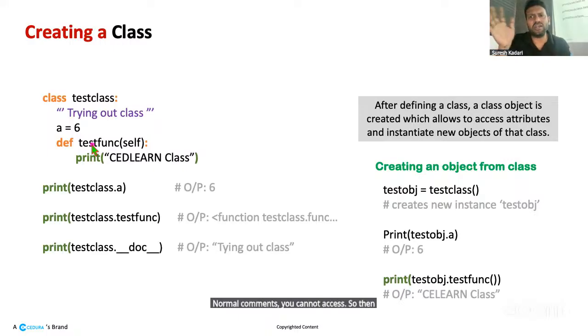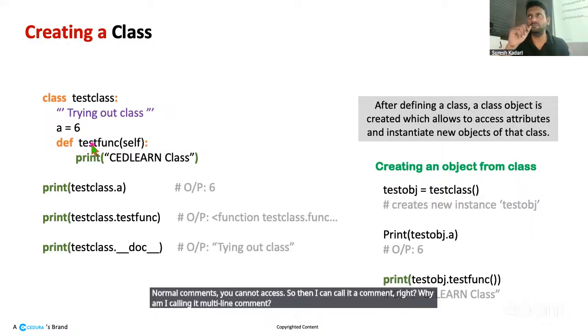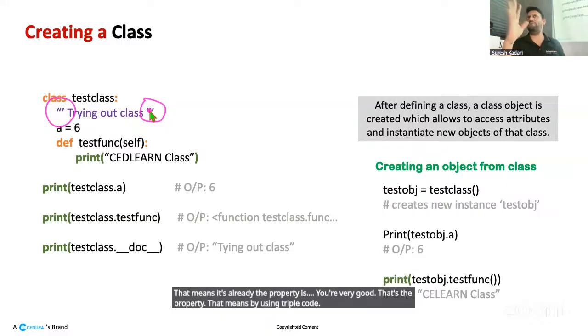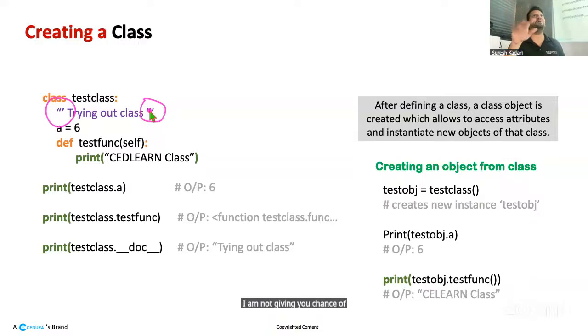So then I can call it a comment, right? Why am I calling it a multi-line comment? Very good. That's the property. That means by using triple quotes, I am not giving you the chance of a single-line comment. I'm giving you the chance of multi-line. Why is that a multi-line comment? Because you're using triple quotes. You should be very precise in your answer. The answer is, you are using triple quotes, so it will be multi-line.